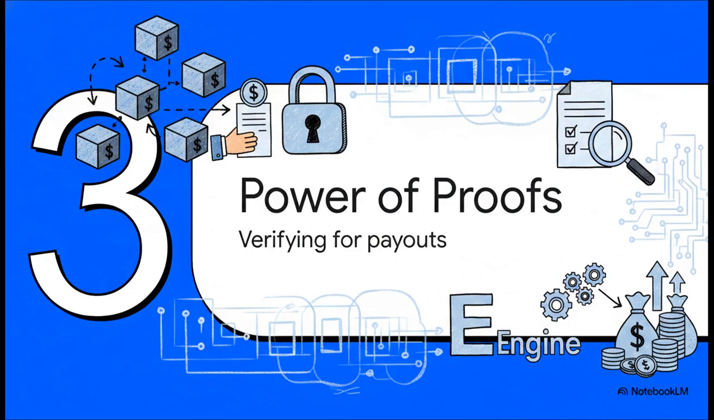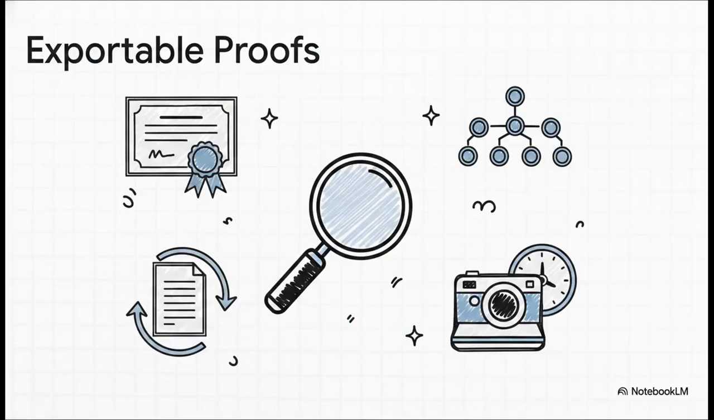Because claiming you own a slice of data is one thing, but actually verifying it so the royalty engine pays you, that's a whole different ballgame. To actually get paid, you need exportable proofs. First up, you have the ownership receipt. Think of this like a digital pink slip for your car. It's a signed statement proving your specific fractional ownership for a dataset at an exact point in time.